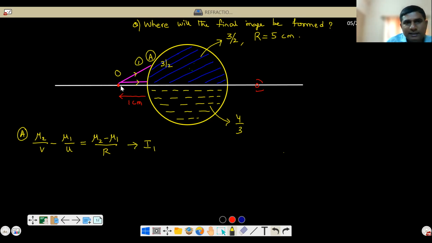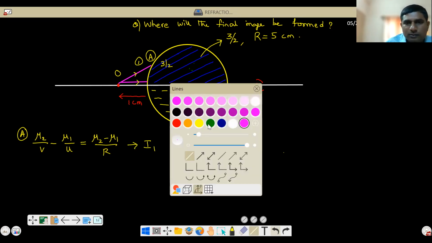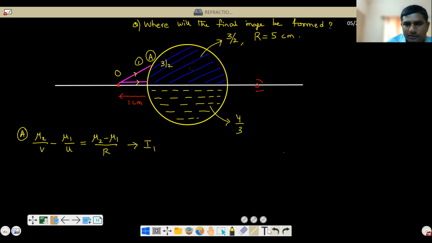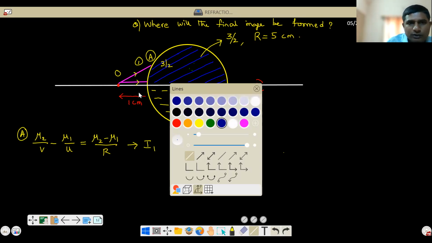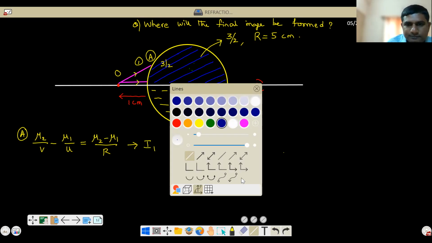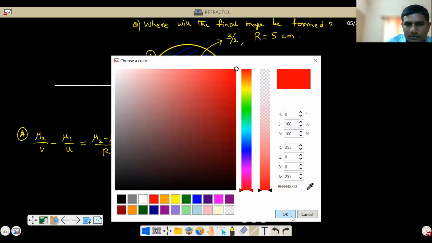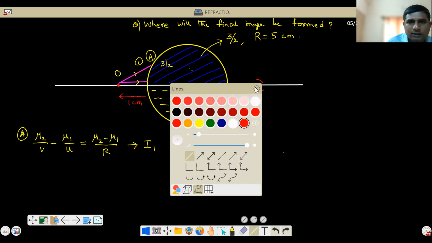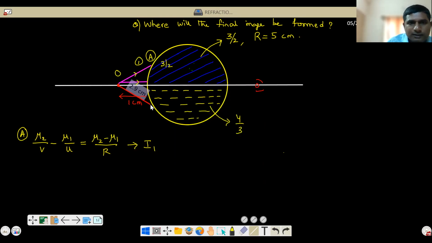But simultaneously another 2 rays are also falling on the bottom sphere. Correct or not? Sorry, one minute. We'll take another color. See here. These are the 2 rays which will fall on the bottom sphere like this. This is one ray and this is another ray. Let us say I call this the B surface.